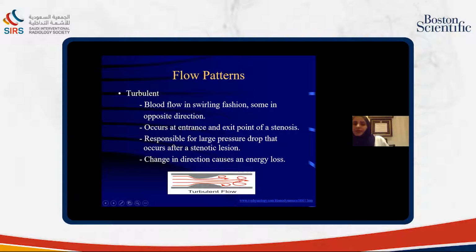Turbulent flow: blood flows in a chaotic fashion, some in the opposite direction. You see here, with a stenosis area or a reduction in the vessel, all the blood tries to move through the stenotic area, and what will happen? We see opposite direction of flow at the entrance and at the exit point of the stenosis, responsible for the large pressure drop that occurs after a stenotic lesion.